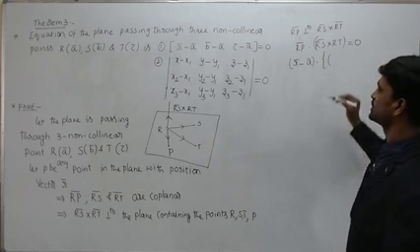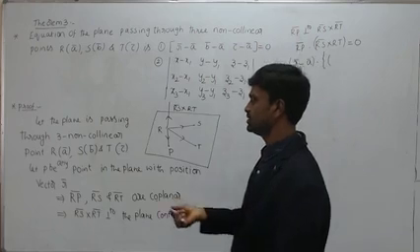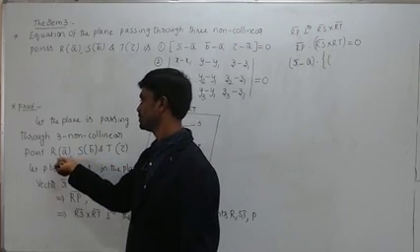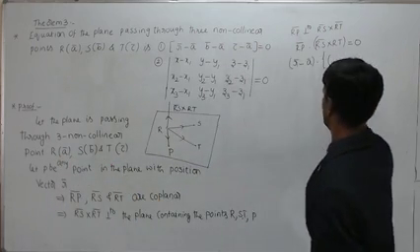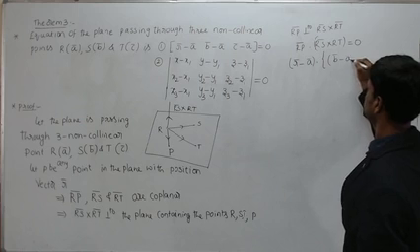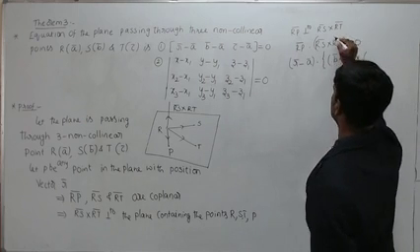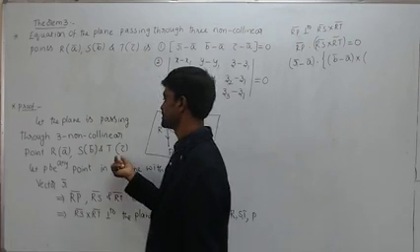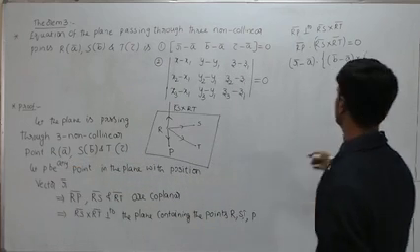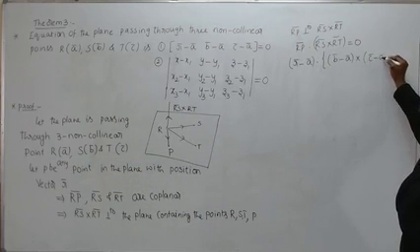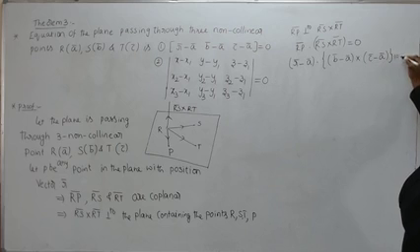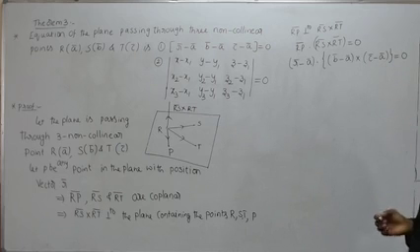RS bar is OS bar minus OR bar. What is OS bar? b bar. What is OR bar? a bar. So b bar minus a bar, cross RT bar. RT bar is nothing but what? OT bar minus OR bar, that is c bar minus a bar, is equal to 0.